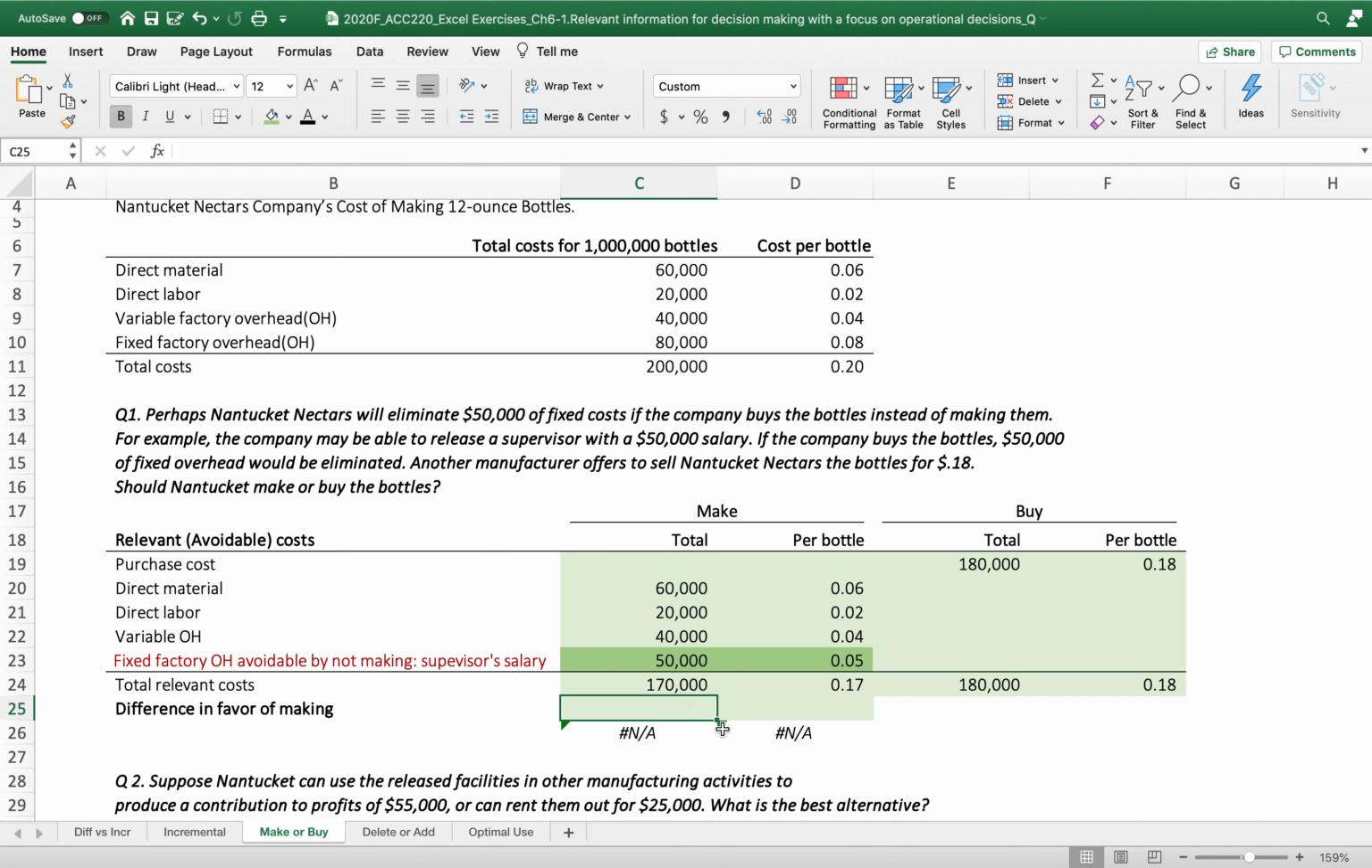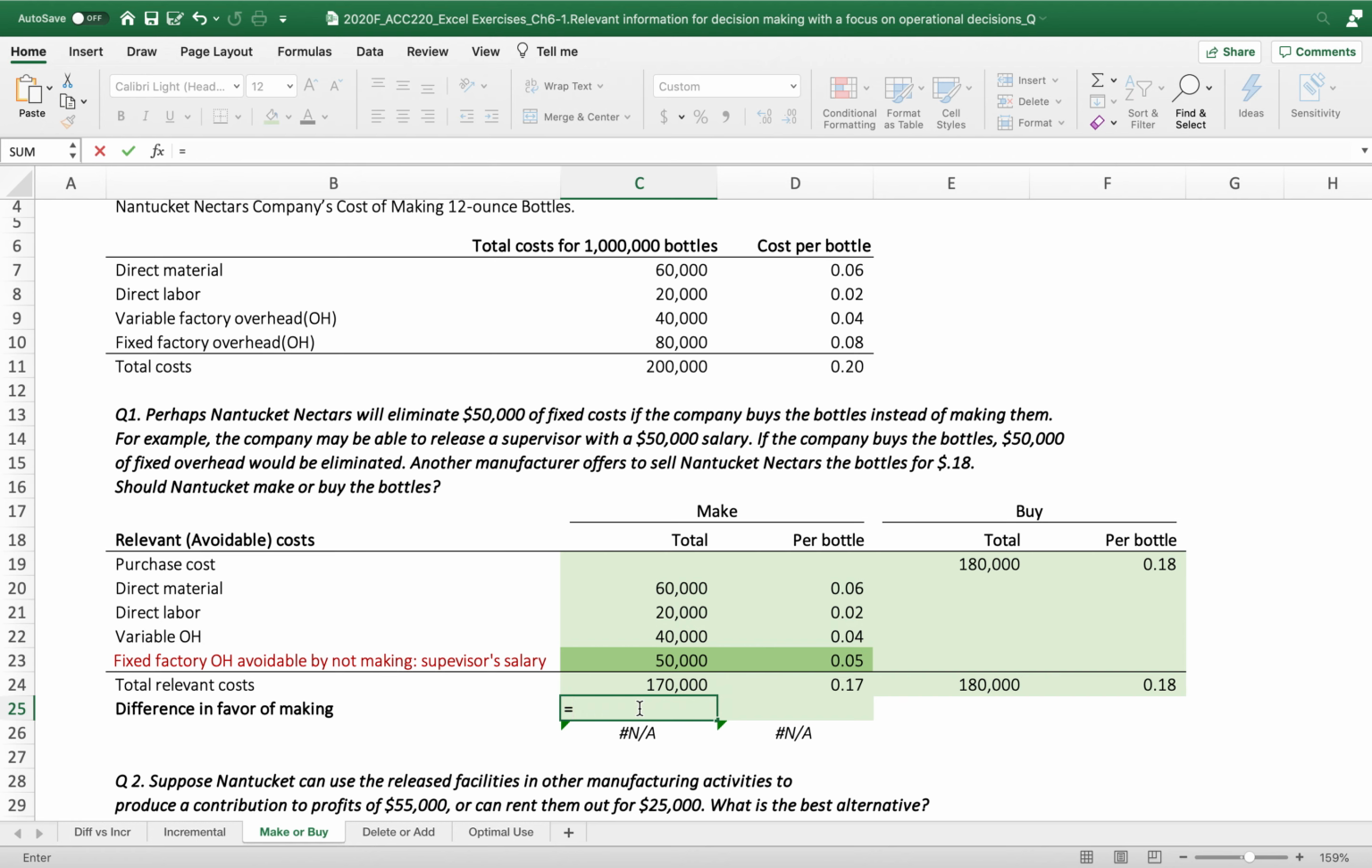So you have to remember that out of $80,000, $30,000 is unavoidable cost, which is irrelevant information, regardless of whether to take this outsourcing buying case. This $30,000 is just the sunk cost. We anyway, in two cases, have to pay this $30,000 out of 80, except for this $50,000 avoidable cost, the relevant cost in supervisor's salary expense. Okay, so $170,000 is the relevant avoidable cost.